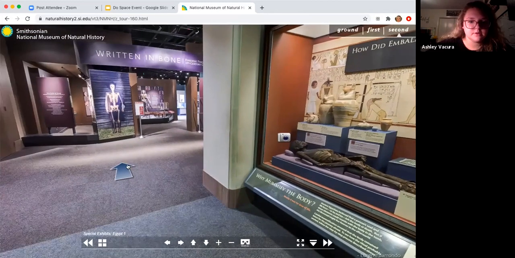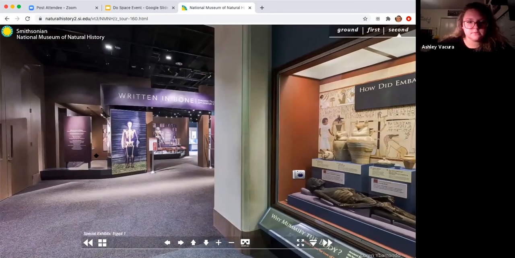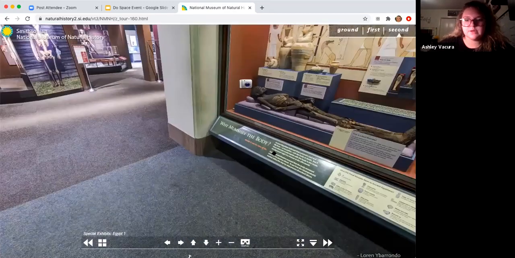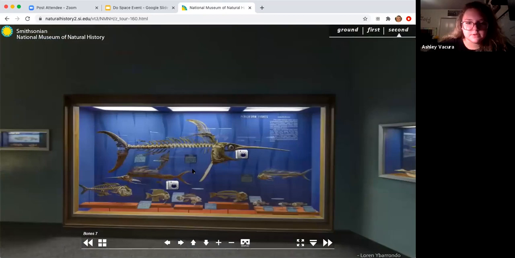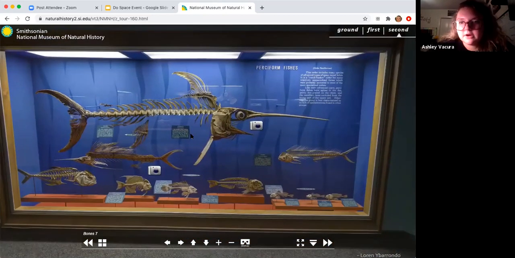We can go look. This looks like a bone section. Don't know what happened. My blue arrow went away. We'll go to this one. So these look like bones. So this looks like other animals. These look like fish. They are fish.